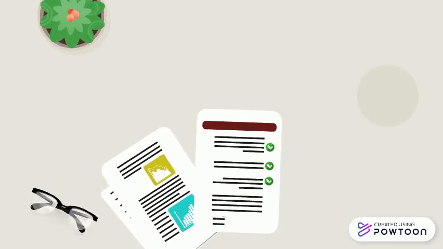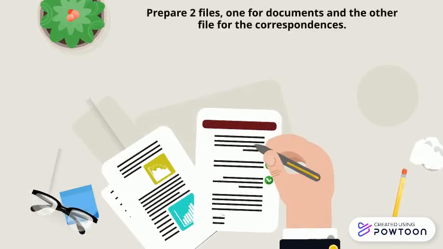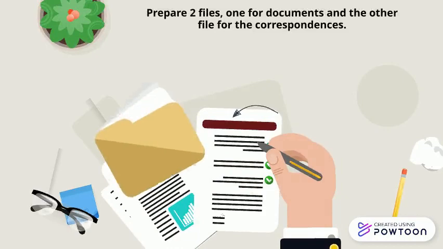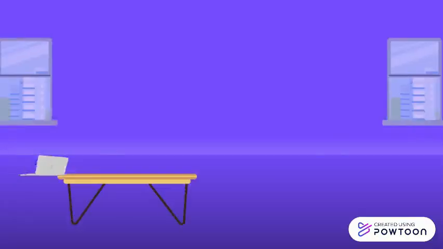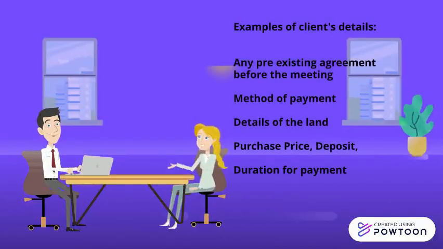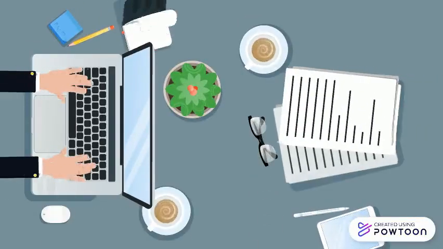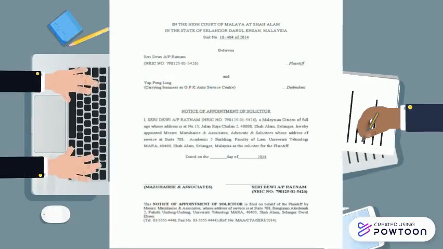The first step is to prepare two files, one for the documents and one for the correspondences. Next, Ms. Maryam should be interviewed by her solicitor. Her details must be properly collected so as to avoid any problems in this transaction. It is important to note that official letter of appointment should be signed by Ms. Maryam during this step. After that, her solicitor should notify vendor's solicitor of the appointment.